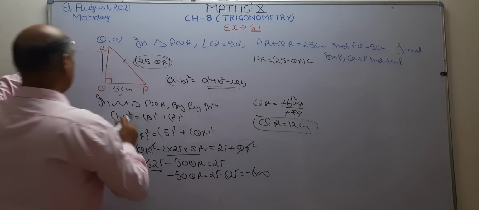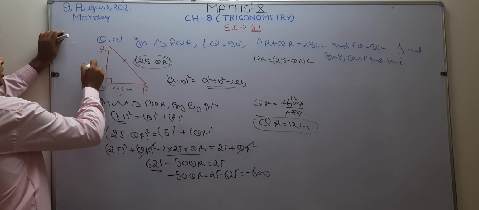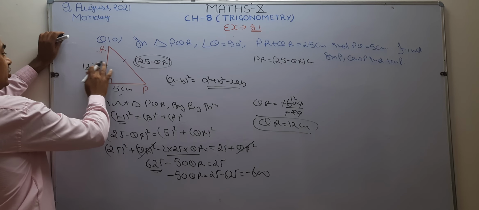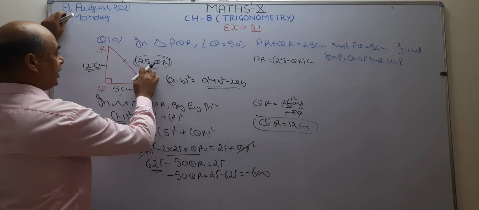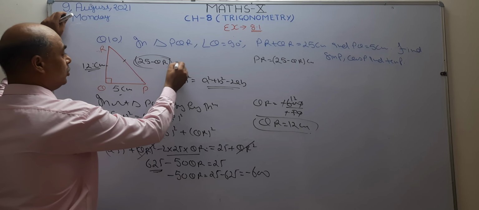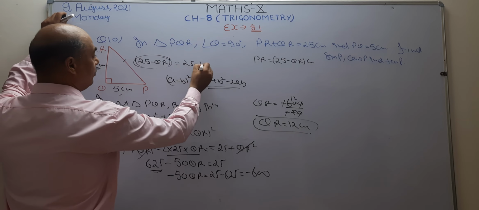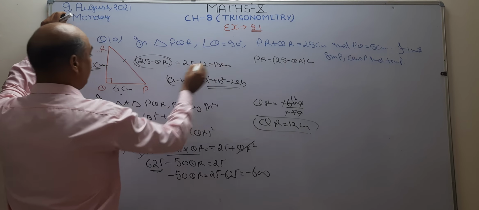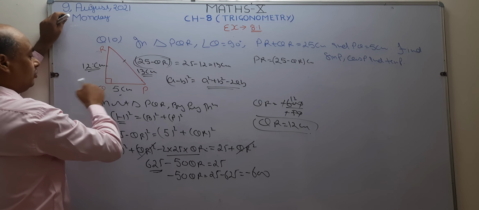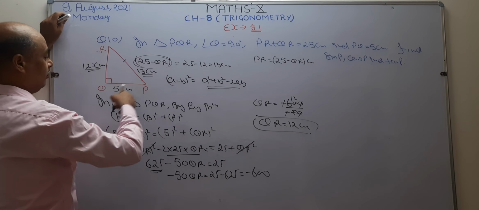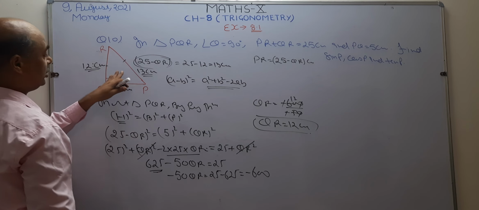Now this side QR becomes 12 centimeter. Right here, 12 centimeter. Okay, now QR becomes 12 centimeter. Can I write 12 centimeter here also? So this becomes 25 minus 12 equals 13 centimeter. It means the hypotenuse becomes 13 centimeter. This perpendicular becomes 12 centimeter and 5 is already given, base 5 centimeter. Now all the three sides are there.